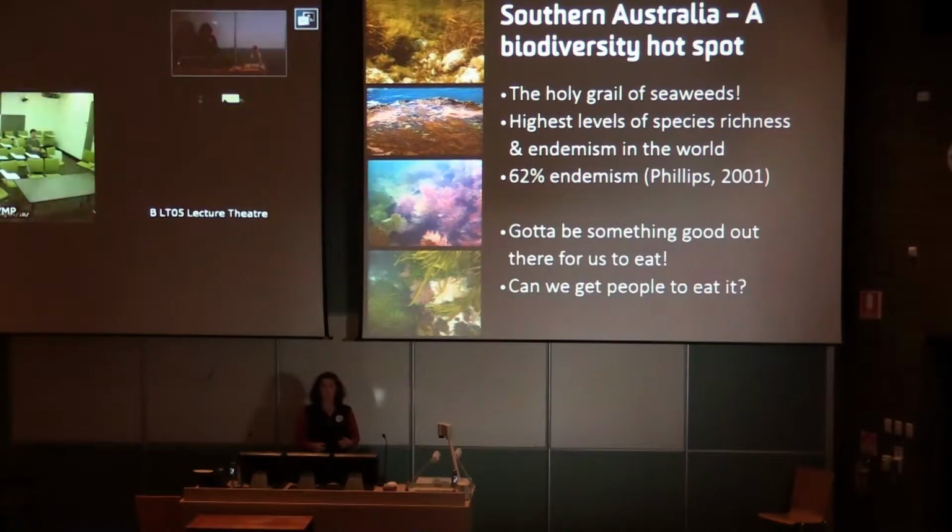So about 62% of the species that we find on our southern Australian shores are not found anywhere else in the world. So we figure, on a matter of probability, there's got to be something good out there to eat. We just haven't looked for it. But the other question is, assuming there is something good out there to eat, can we actually get people to eat it?